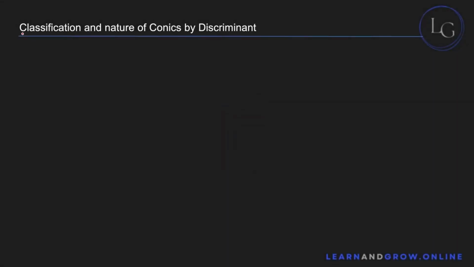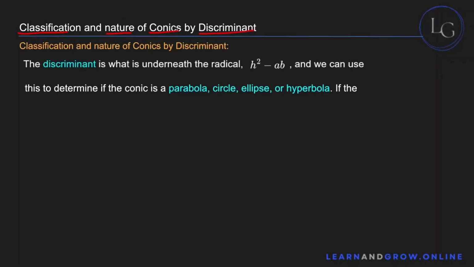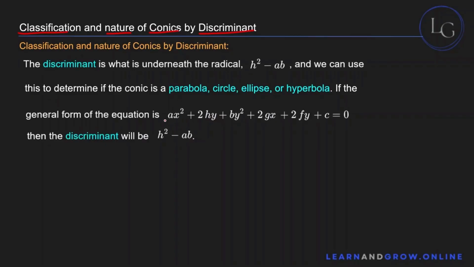Now let's discuss how you can classify the nature of conics by discriminants. So basically you have this as your general equation of any conic. I think you remember this from the circles. If such an equation is given to you, and you have to determine whether it's a parabola, a circle, an ellipse, or a hyperbola, you need something easier than drawing this entire thing out.